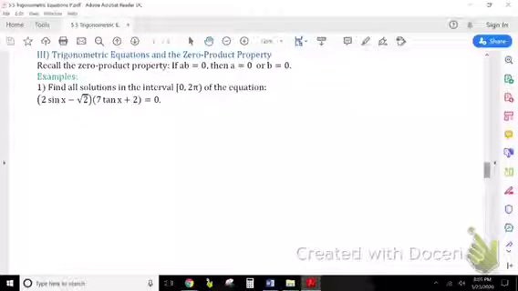5.5 part 3. It's about trigonometric equations and the zero product property. Recall that the zero product property is if A times B is equal to 0, then either A is equal to 0 or B is equal to 0. So if you have two or more things being multiplied together, you're going to set them each individually equal to 0 and solve. So for example 1 here, it says find all solutions in the interval from 0 to 2 pi of this equation.